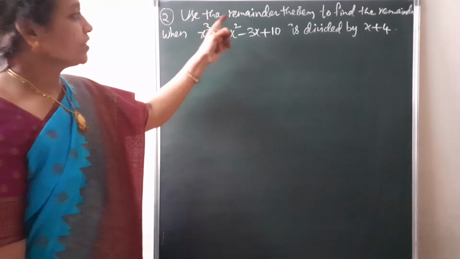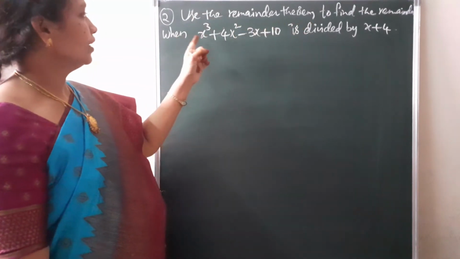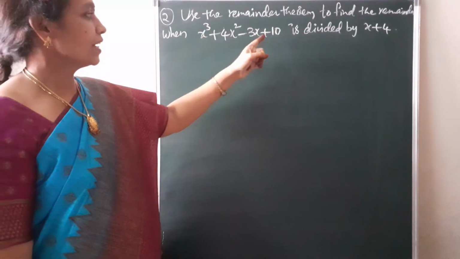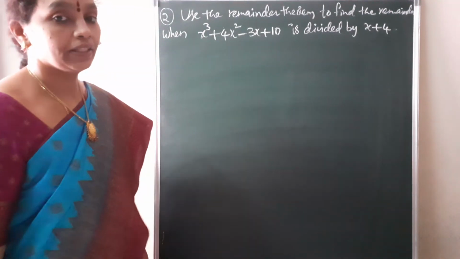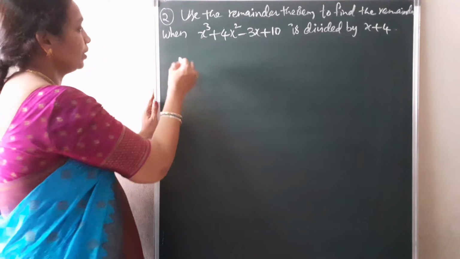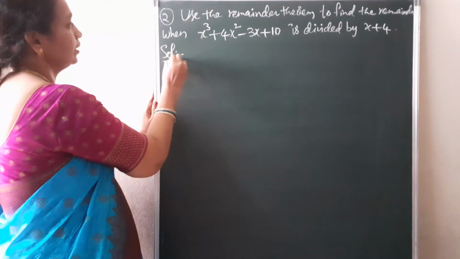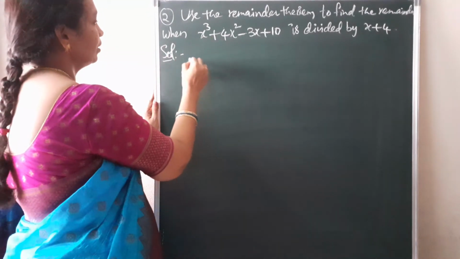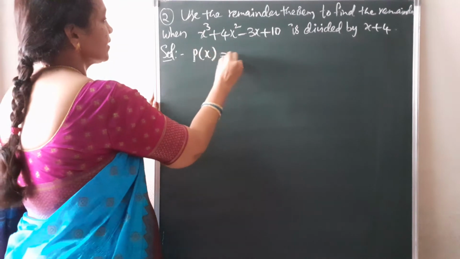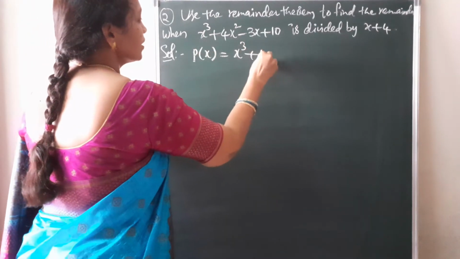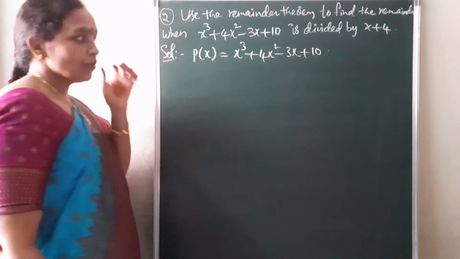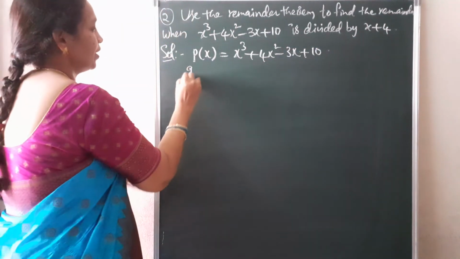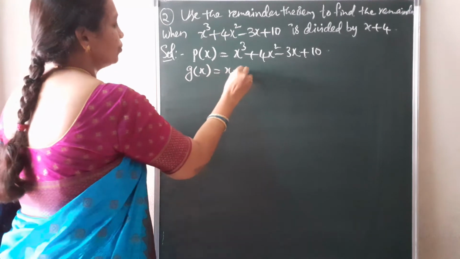Secondly, use the remainder theorem to find the remainder when x cube plus 4x square minus 3x plus 10 is divided by x plus 4, and verify with the long division method. That also we can verify. Okay, so coming to the solution, what is p of x? p of x is the given polynomial x cube plus 4x square minus 3x plus 10, and g of x, the divisor, is x plus 4.